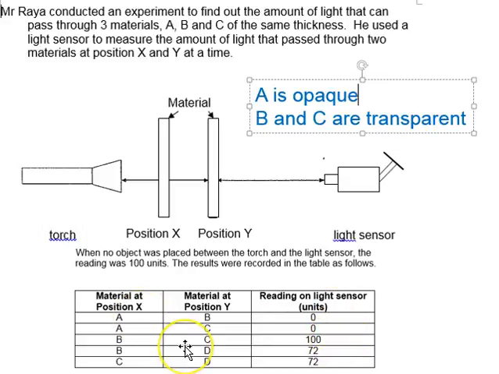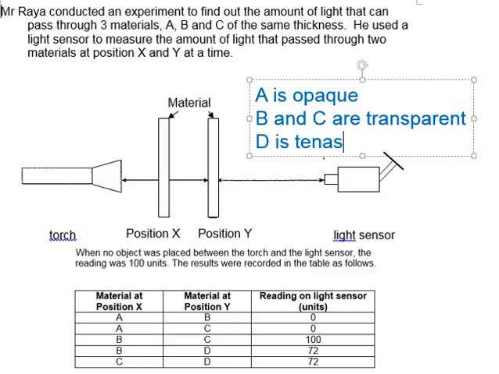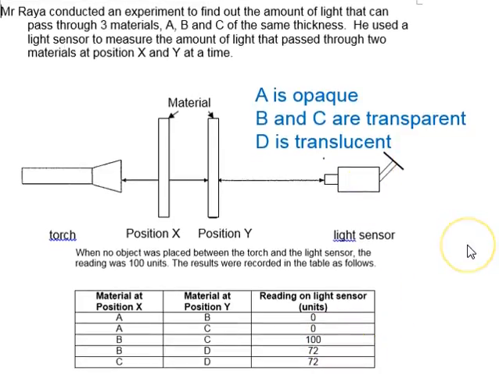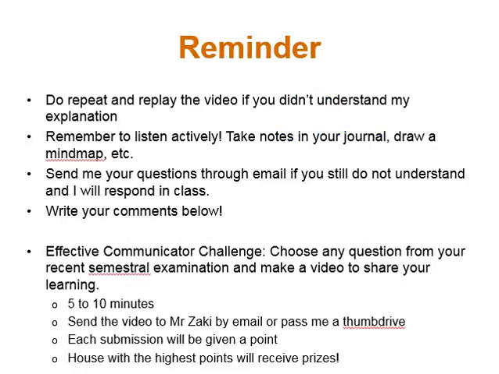When we put B and D, remember that B is transparent, C is transparent. But when we put D together with B, it becomes 72. That means D is translucent. It only allows some light to pass through, not all or most of the light. We can see that when we put C and D, transparent and translucent, it also becomes 72, which is also some light, which is translucent. So this is quite an easy question, so I will not deliberate more on it.